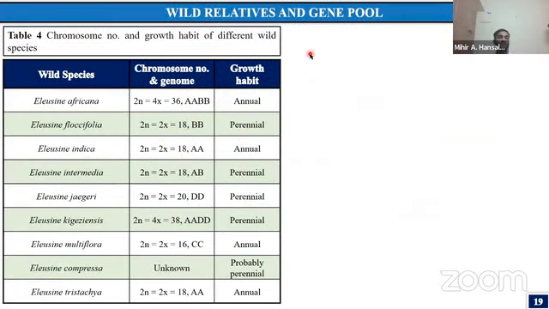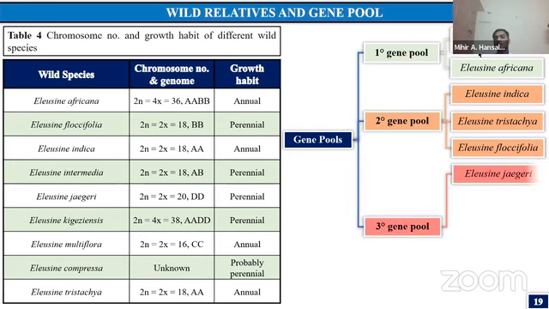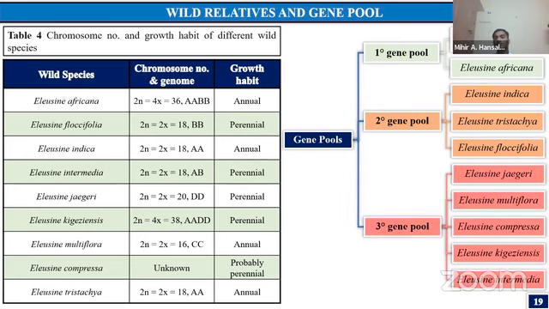If we talk about the wild species of finger millet, they are Africana, Flocifolia, Indica, Intermedia, Jaegeri, Kaigensiensis, Multiflora, Compressa, and Tristacea, which are divided into three gene pools. The primary gene pool is Eleusine coracana and africana, which consists of cultivated and wild species. The secondary is Eleusine indica, tristacea, and flocifolia. The third is jaegeri, multiflora, compressa, kaigensiensis, and intermedia.